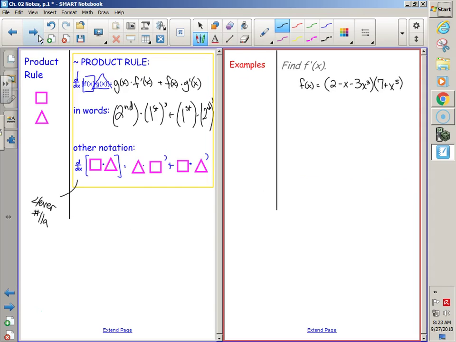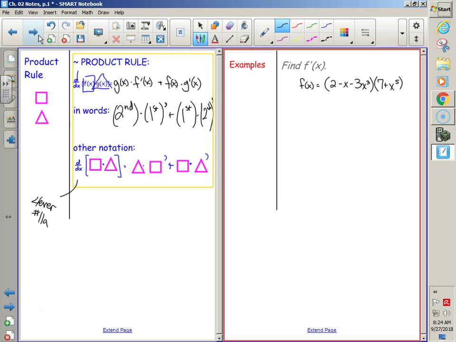So what if we have this guy? Ew, I don't like new rules. Let's FOIL it and then who wants to FOIL that? No one. No one wants to FOIL that, right? Write down the function f of x equals the polynomial 2 minus x minus 3x cubed times the binomial 7 plus x to the fifth. The trinomial 2 minus x minus 3x cubed times the binomial 7 plus x to the fifth.